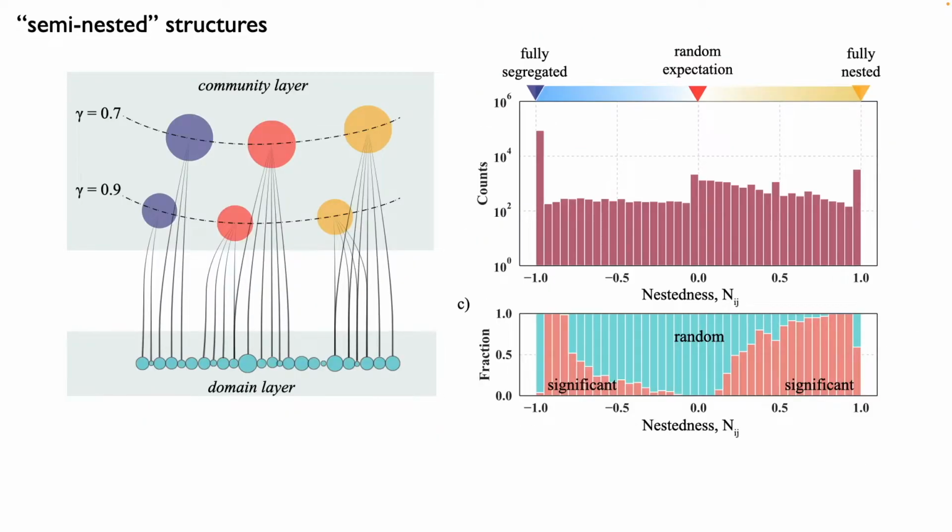Here, the perfect hierarchical structure would be composed of community pairs that are either fully segregated or fully nested, corresponding to this double peak in the rightmost and leftmost parts. In the other extreme case, randomly arranged communities would produce a certain distribution of this nestedness measure. Our Hi-C communities are located somewhere in the middle, meaning that, as the title suggests, the chromosome communities are semi-nested. In other words, it's a mixture of hierarchical and non-hierarchical structure.